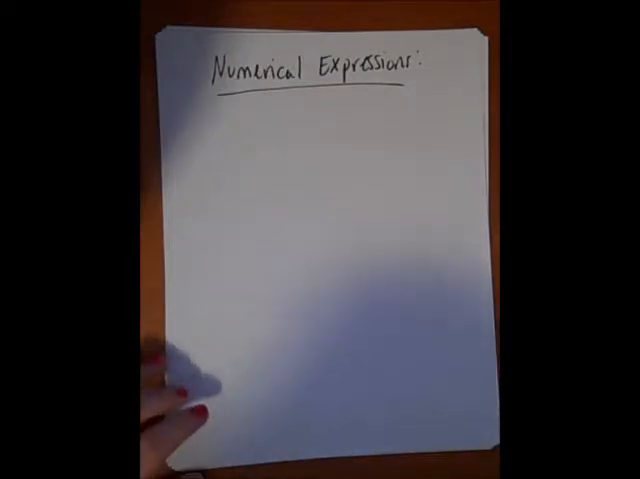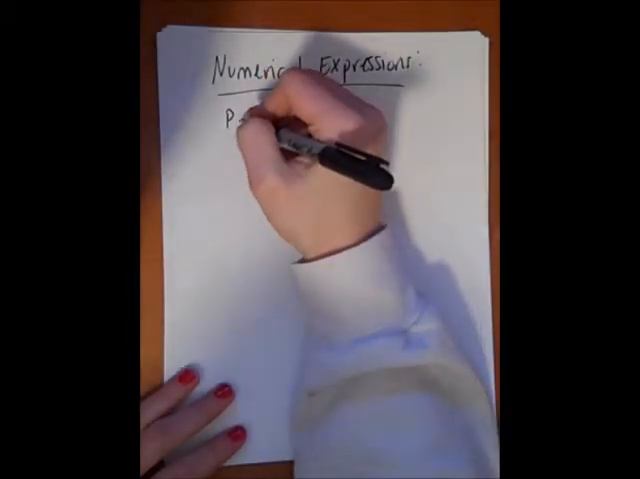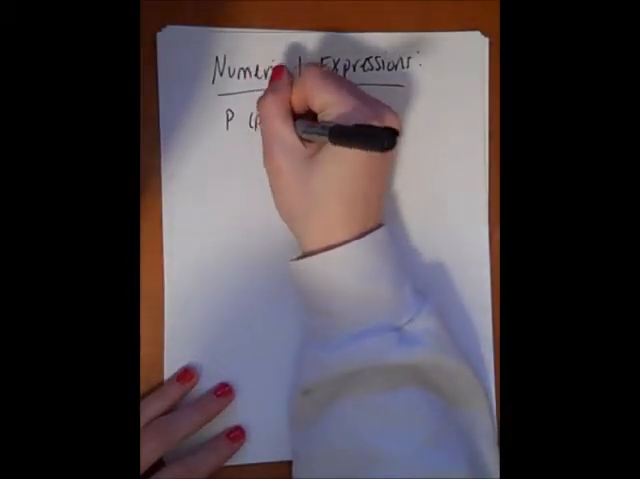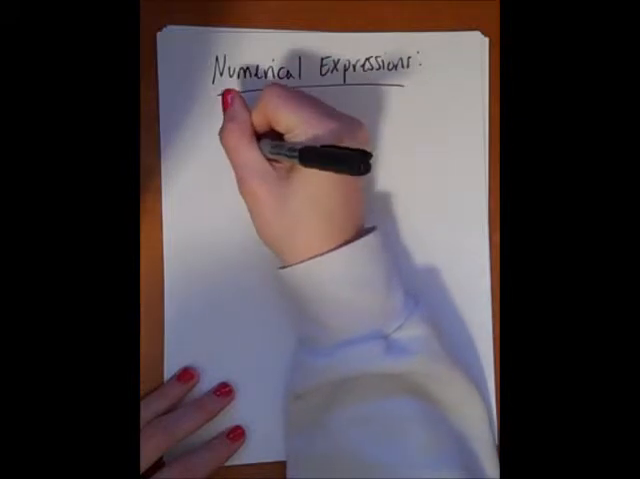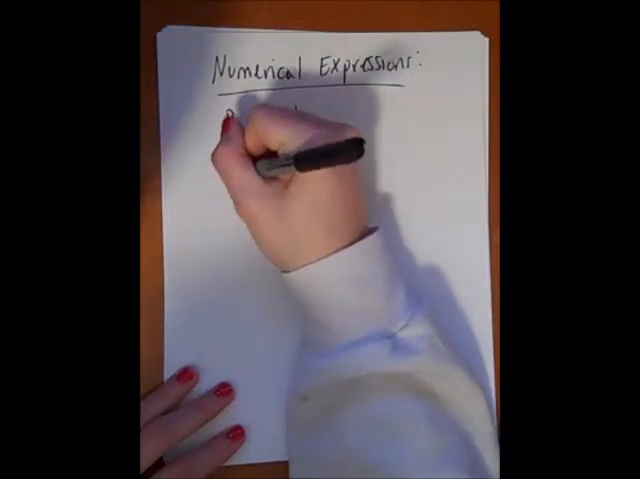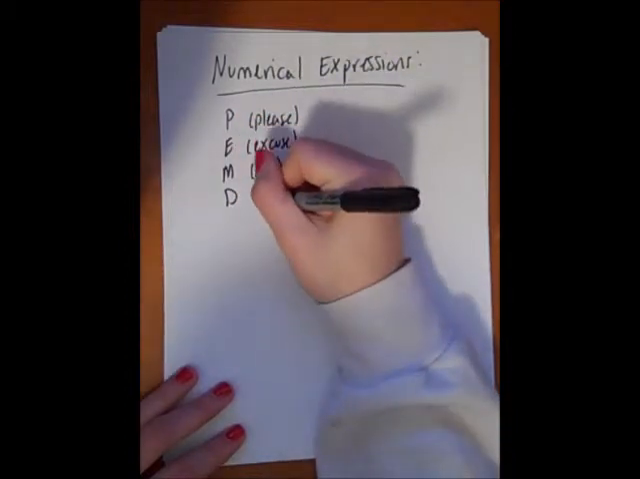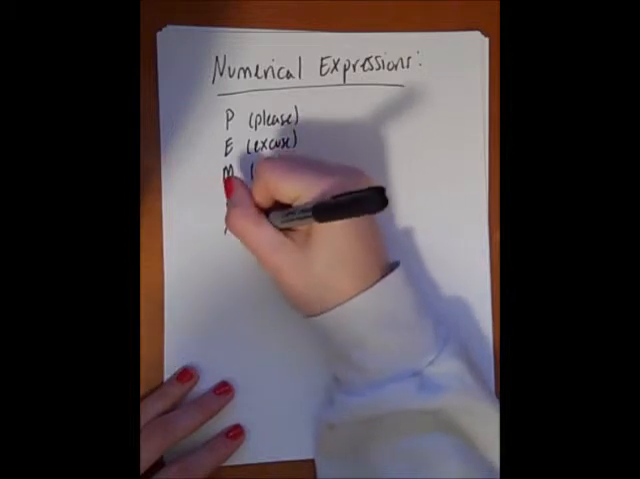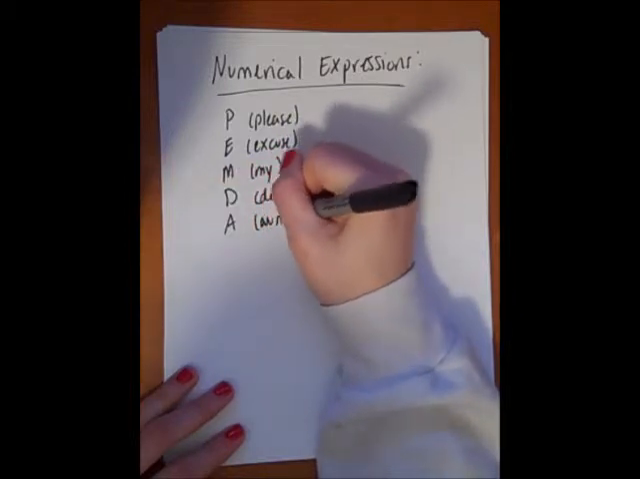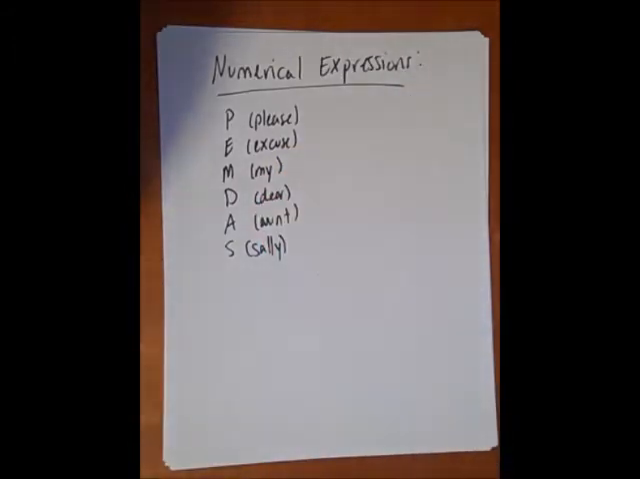So the way you want to use this is the "please excuse my dear Aunt Sally." So please for P, so this is please, excuse, my, dear, Aunt, and then Sally. So this is what you want to remember.